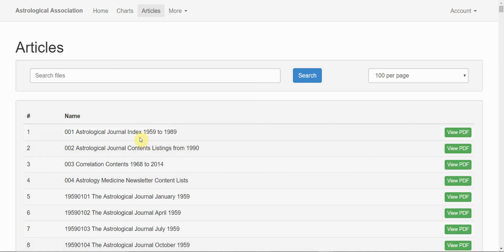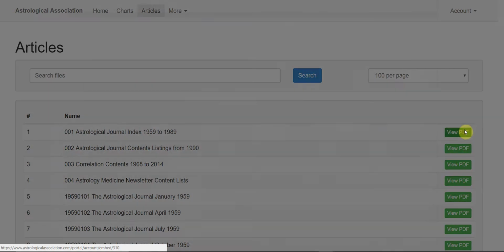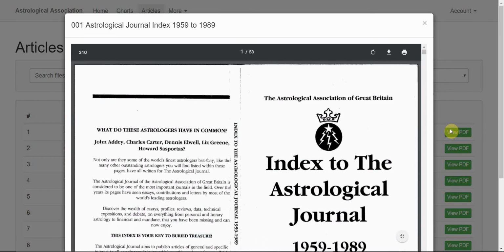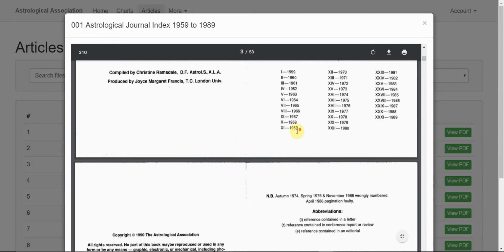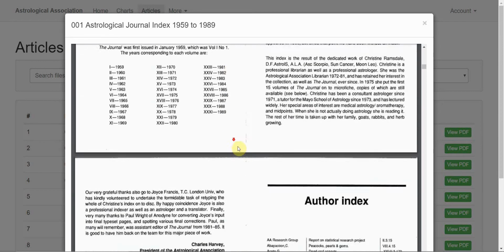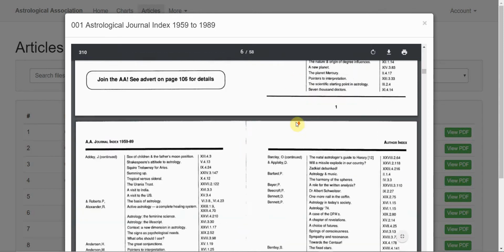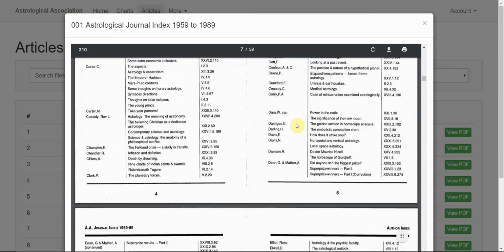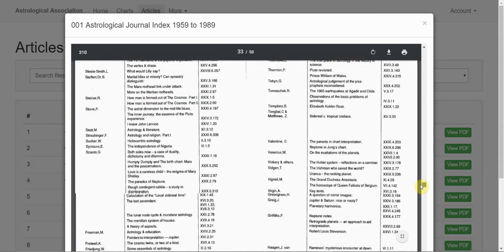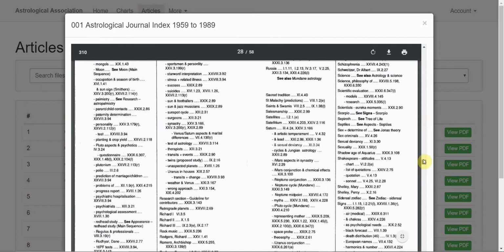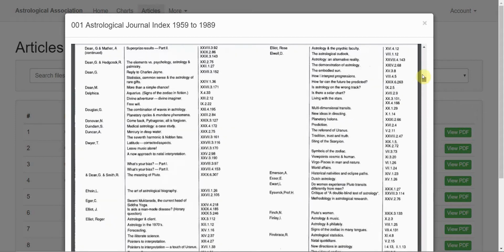So first of all, let's take the first one, a scan of a book that was published in 1990, which was a very thorough indexing of everything in the journal from the beginning to 1989. It's a full hard copy summary of all the various articles and who wrote them, and it gives you references to where everything is and what page everything is, and a lot of references towards the actual contents of the articles. It's a very thorough and excellent piece of scholarship.